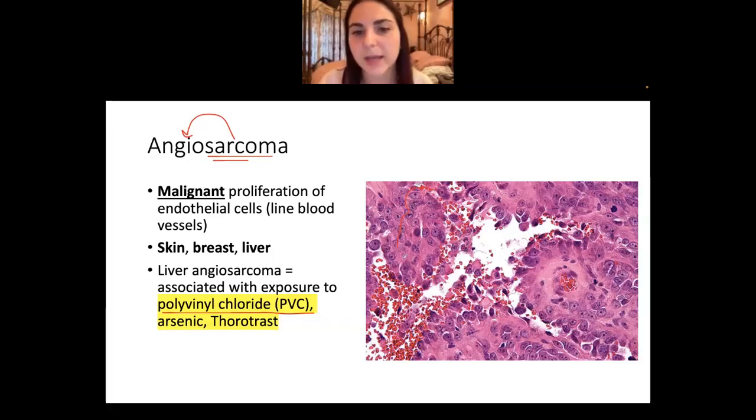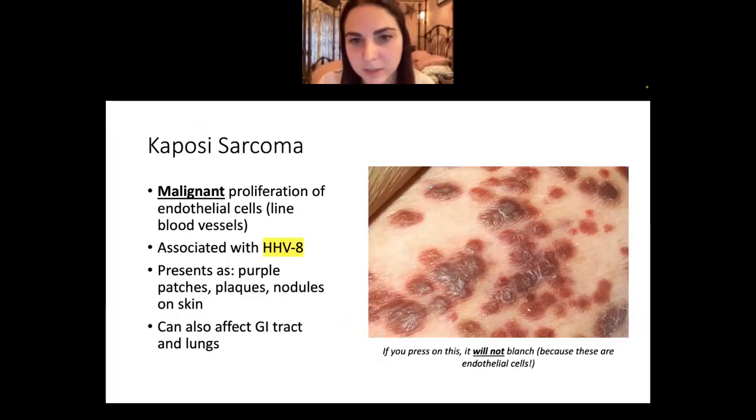But it would basically be like if this is the blood vessel right here in the middle, the endothelial cells lining the blood vessels would become cancerous. And that's kind of what all of these cells are. These are cancerous cells. And then Kaposi's sarcoma. Kaposi's is another micro plug for this chapter.